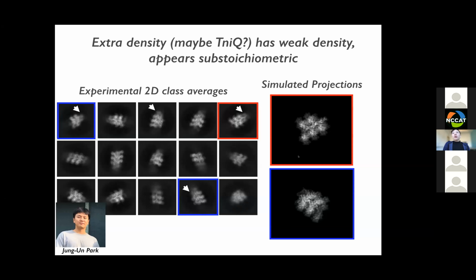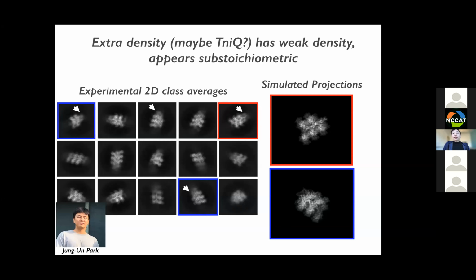So you can see, for example, take these two as an example. You have a simulated projection here, which is the filament. And then you have the filament here, but you also have a little bit of extra density here. It's very weak, but this represents the capping TNIQ protein. So this arrow is actually pointing to that weak density.